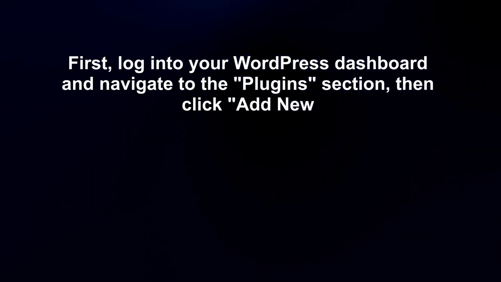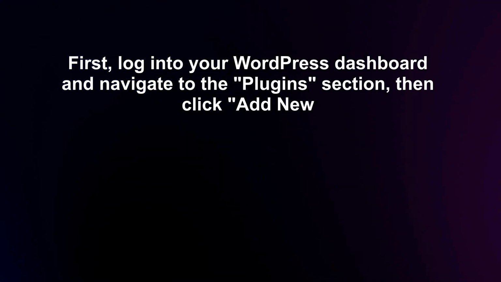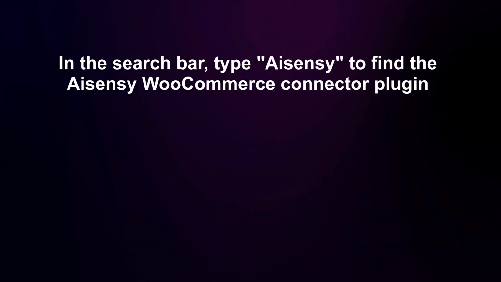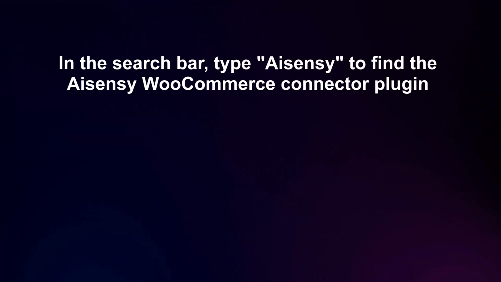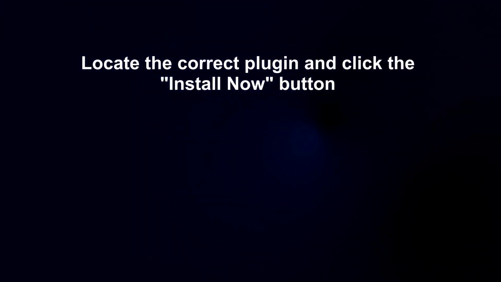First, log into your WordPress dashboard and navigate to the plugins section, then click Add New. In the search bar, type AiSensy to find the AiSensy WooCommerce connector plugin. Locate the correct plugin and click the Install Now button. Once installed, click the Activate button to activate the plugin.